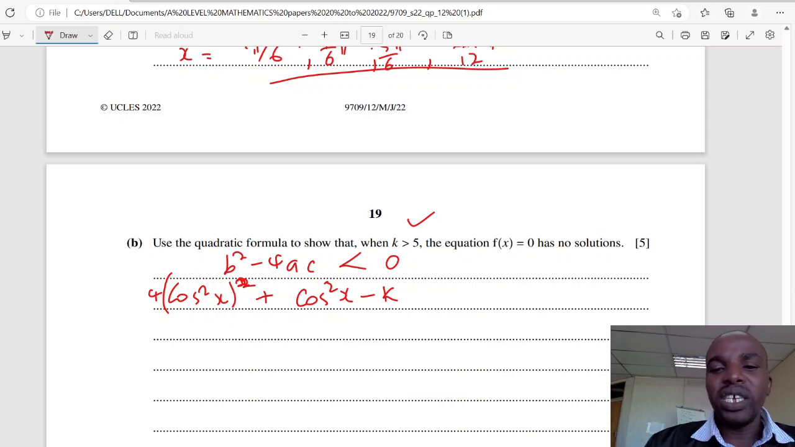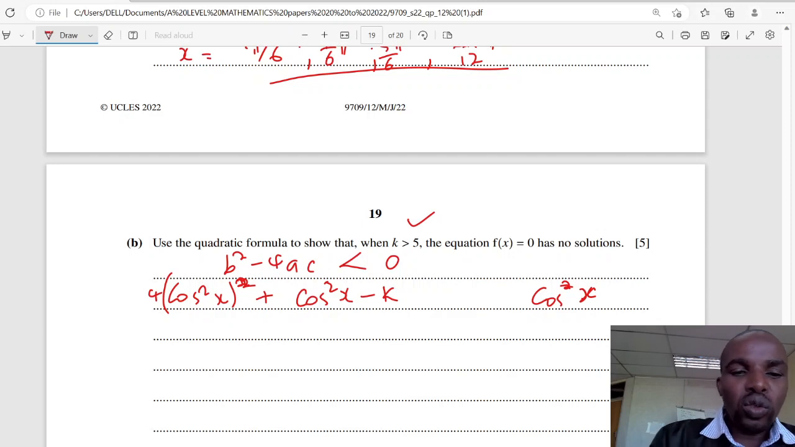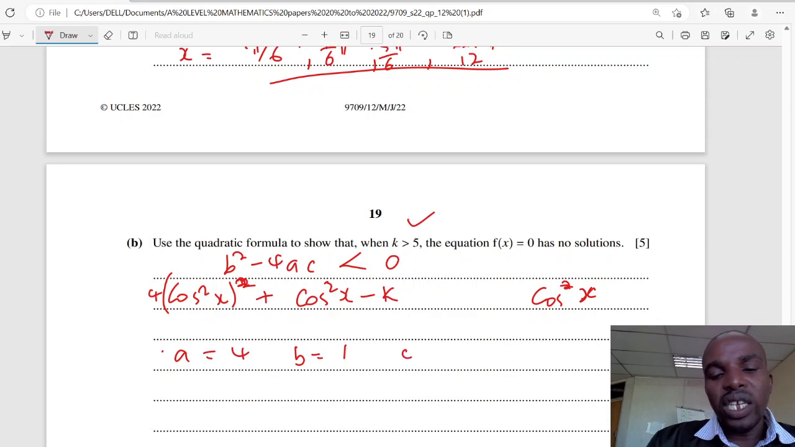So what will be your b? And actually your equation is in cos squared x. Please take note of that. So it's in cos squared x. And in this case, you have to show that it has no roots. Right, so in this case, your b squared minus 4ac. So your a, let's say, is equal to 4. Your b is equal to 1. And your c is equal to minus k.